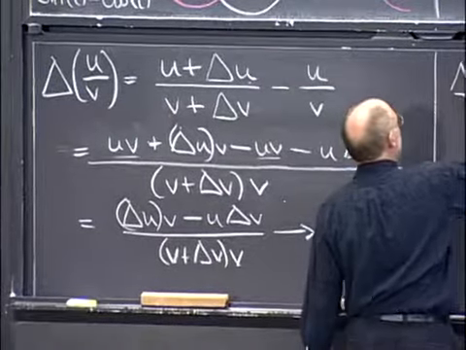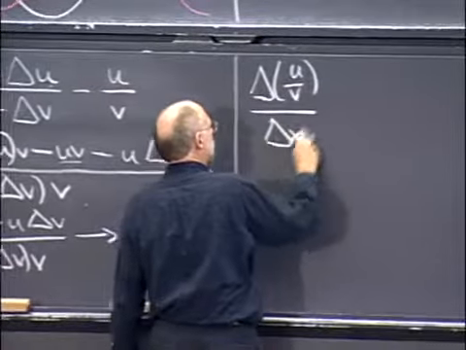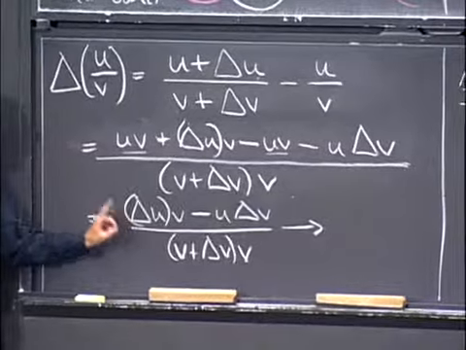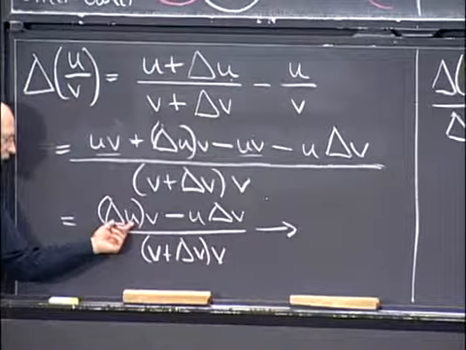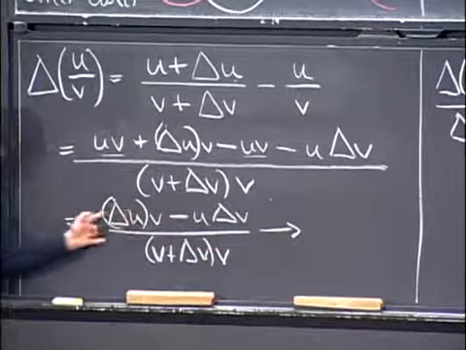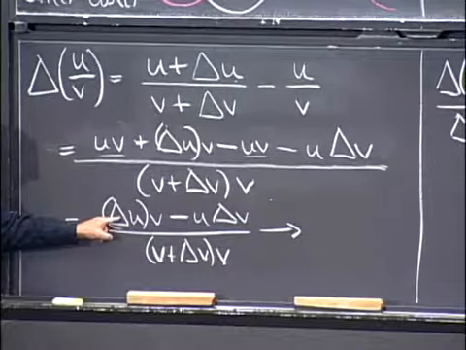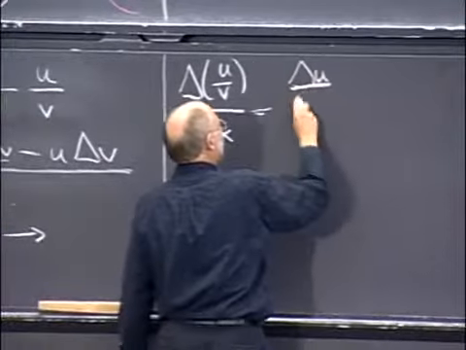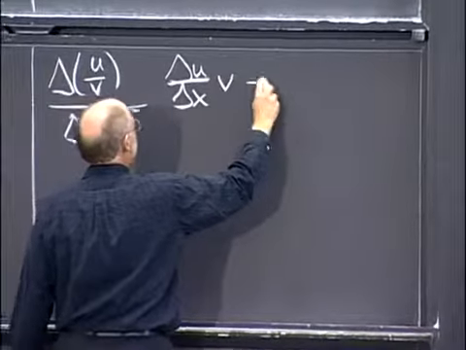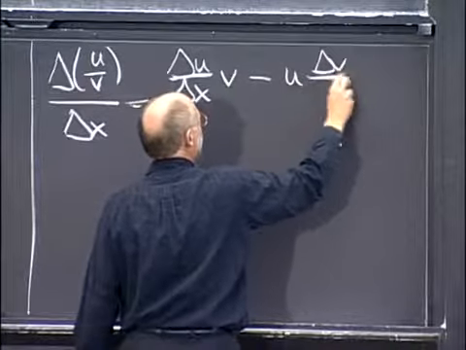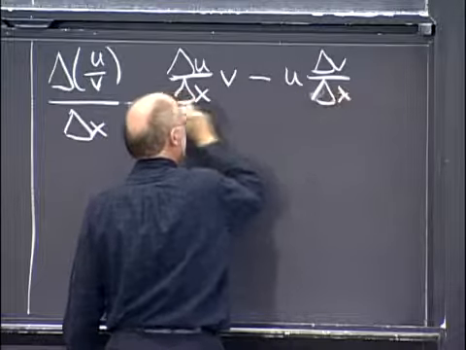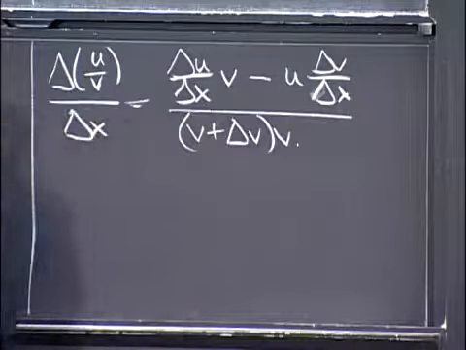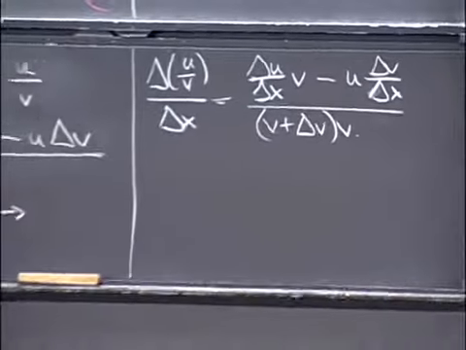Delta of U over V divided by delta x is this formula here divided by delta x. And again, I'm going to put the delta x under these delta U and delta V, okay? I'm going to put delta x in the denominator, but I can think of that as dividing into this factor and this factor. So this is delta U over delta x times V minus U times delta V over delta x, and all that is divided by the same denominator, V plus delta V times V. Right? Put the delta x up in the numerator there.